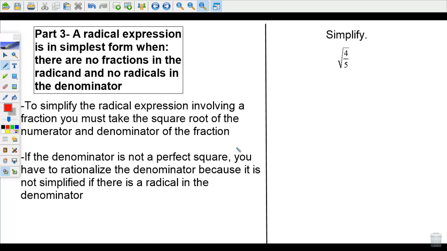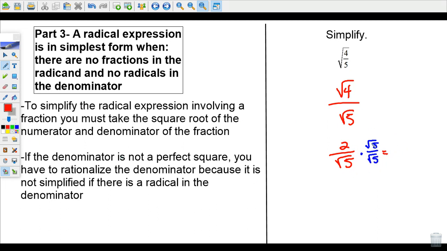So let's go back to our 4/5. We've already broken it up and said that it's 2 over radical 5. So now we need to rationalize. So we need to multiply by that form of 1, which would be radical 5 over radical 5.